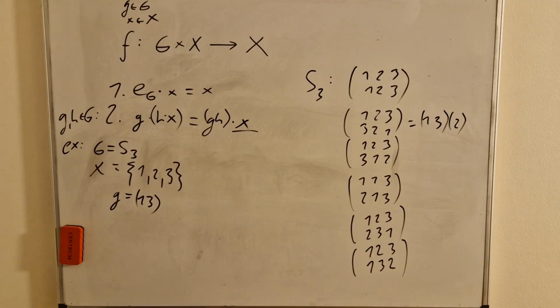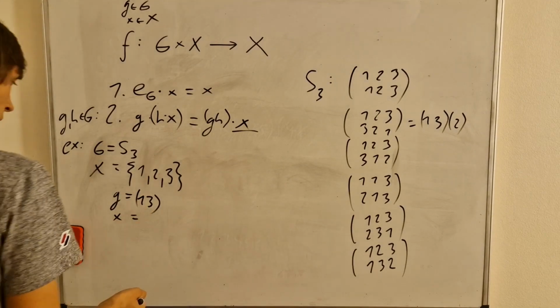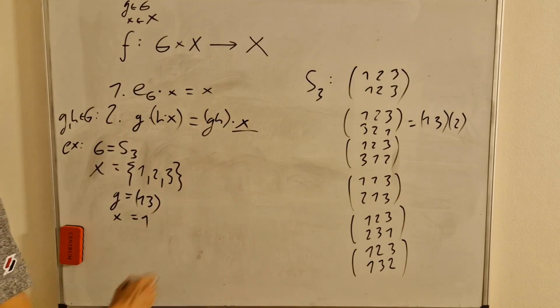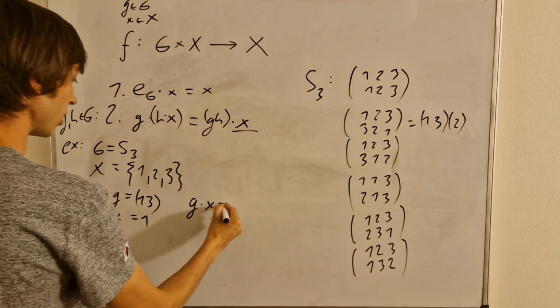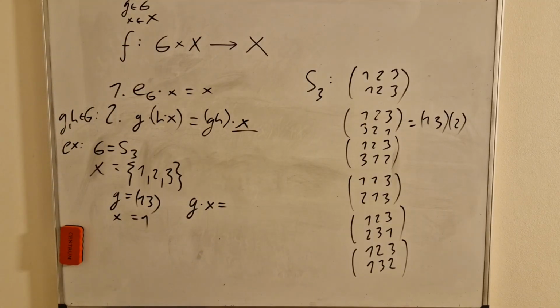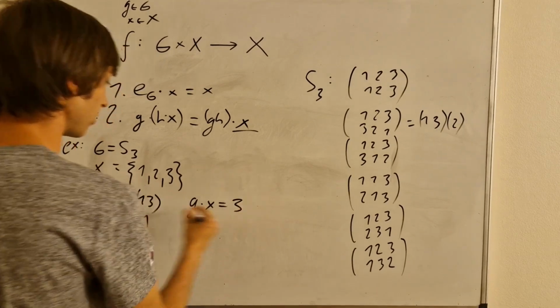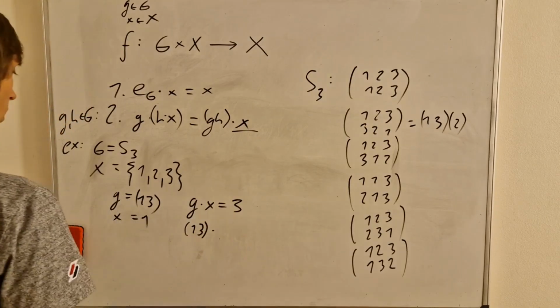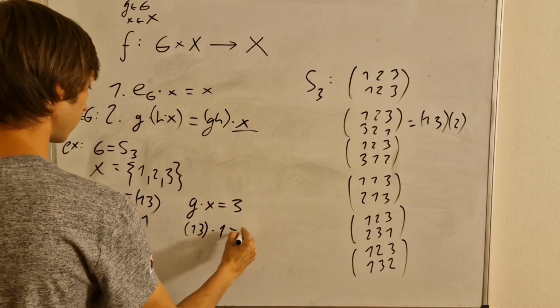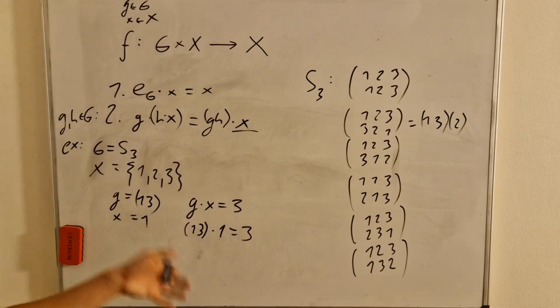So we have this element g, and let's say our chosen element for the set X is, I don't know, 1. Then if my g acts on this element x, what will it result in? Well, it means my permutation, which sends 1 to 3, acts on 1, so the result is 3. It's namely (1 3) acting on 1. That's 3. Okay, so this is group action.